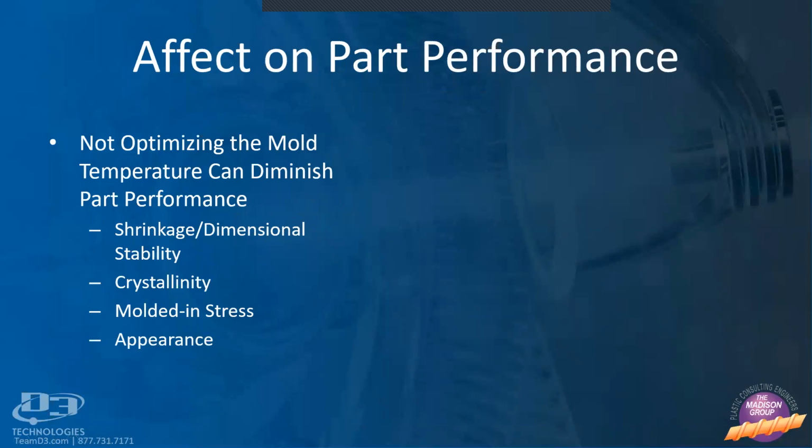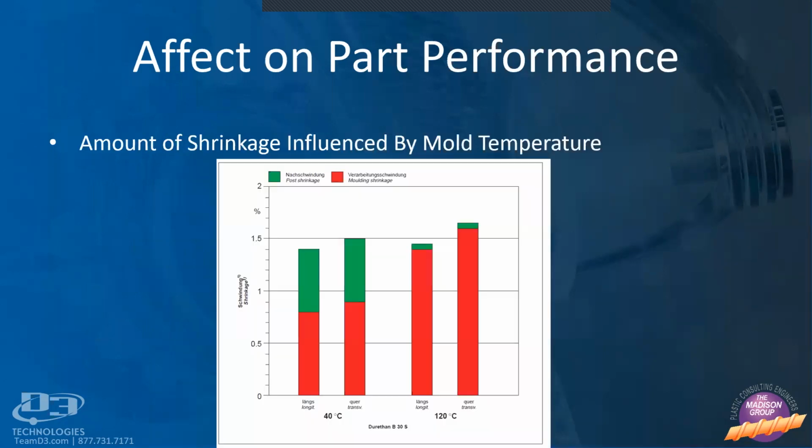And then when we go beyond the manufacturing process, the other thing that cooling is going to influence is our part performance. Not optimizing the mold temperature is not only going to influence our costs, but it is going to influence our part performance. It's going to influence that dimensional stability. It's going to influence the crystallinity of our material if we have a semi-crystalline material. It's going to influence the molded-in stress of our part and, again, our appearance. So from an OEM standpoint, I should care about the cooling because it is going to influence my part aesthetics and my part performance.